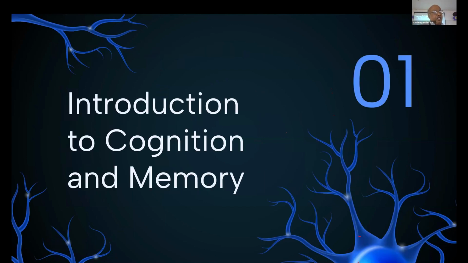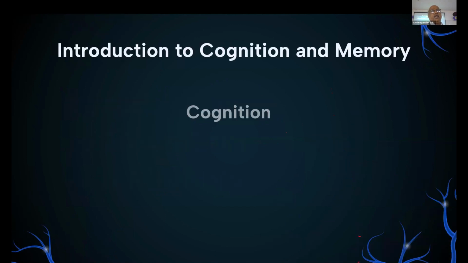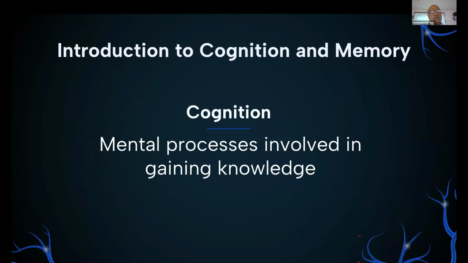First, introduction to cognition and memory. What is cognition? The mental processes involved in gaining knowledge. What are they? First is your attention. All of you are attentive, isn't it? Next, how much you are perceiving. Once it is perceived, it goes to your hippocampus, where encoding takes place, restoration takes place, and recalling takes place. Finally you go to problem solving. These are all the cognitive processes involved in learning.